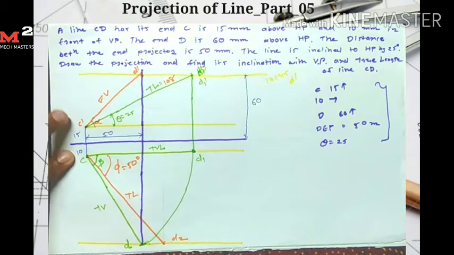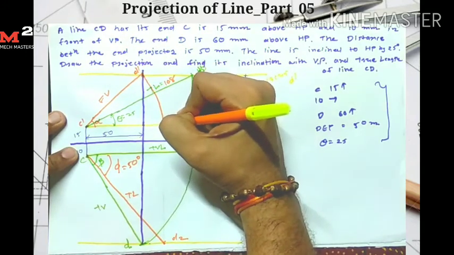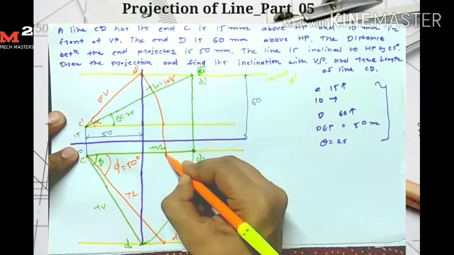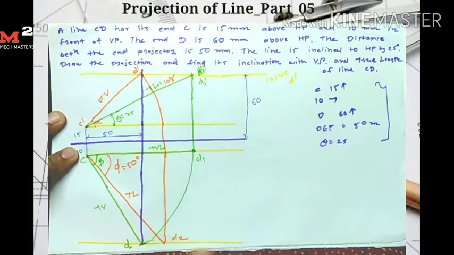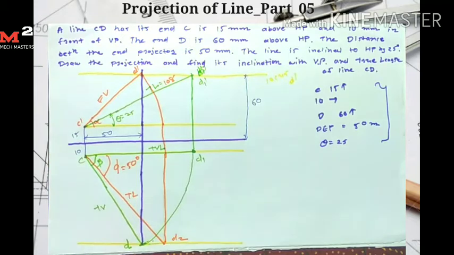Okay, I can find the true length by another method. I take an arc from the front view length here, and from this front view length I draw one projection line here which intersects the locus of D. So here I get the D2 point, and connecting C with D2 I get my true length. Okay, so I can find the true length by either of these methods.